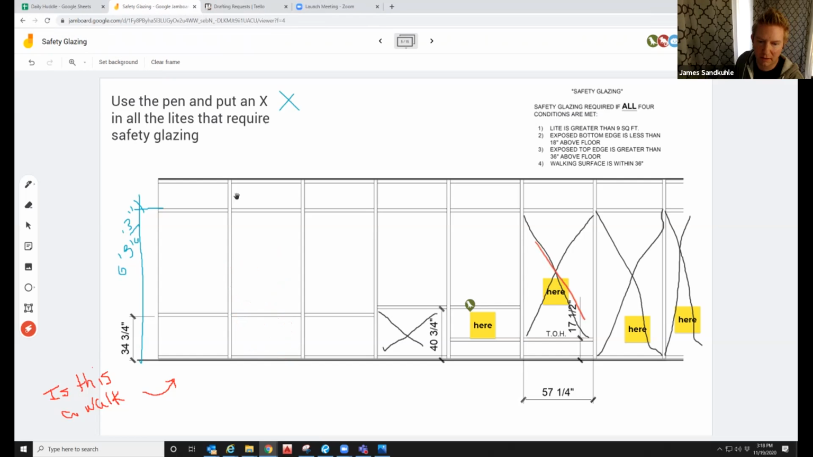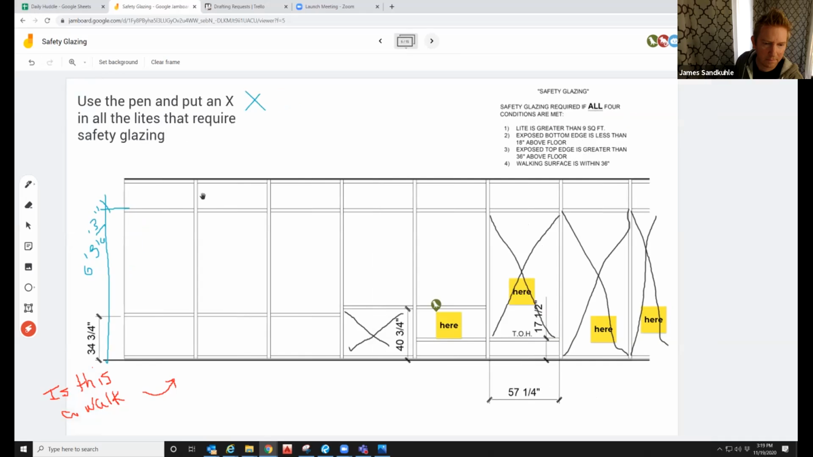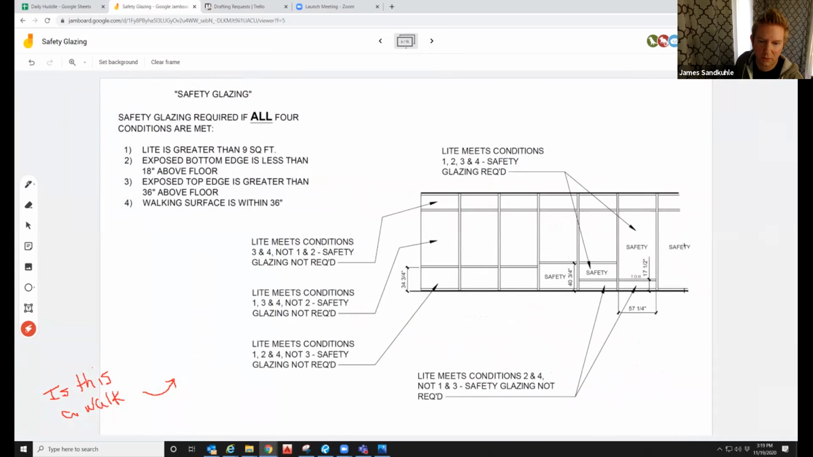And then here, obviously, the horizontal is pretty low, so you could essentially fall and crash into this light. And then these are full height ones. All right, and then the next slide, slide 6, kind of goes over what we just discussed, right?